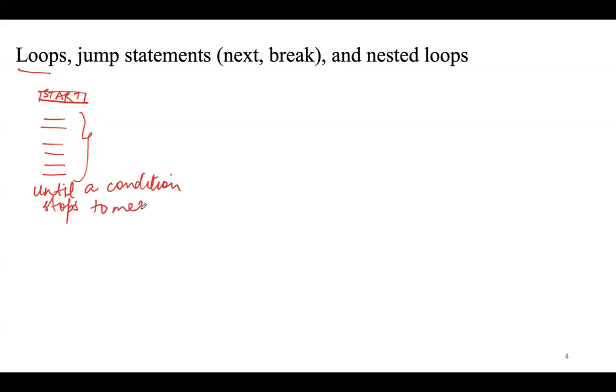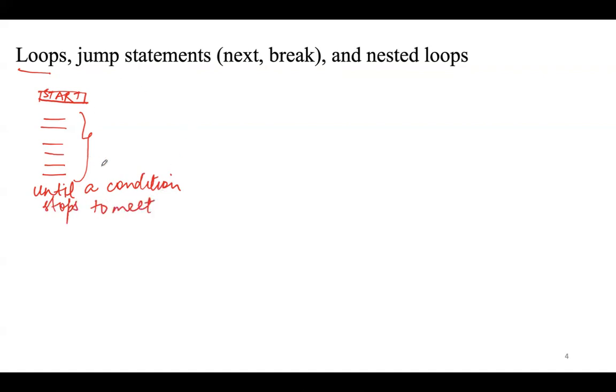That is exactly what a loop also does. Generally you begin somewhere. Let's say this is the start of your loop. And then you say that these are some lines that you need to execute. They could be just one line, they could be multiple lines, but you need to do this whole step until a condition stops to meet, right?